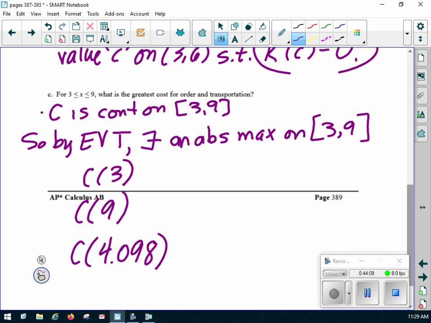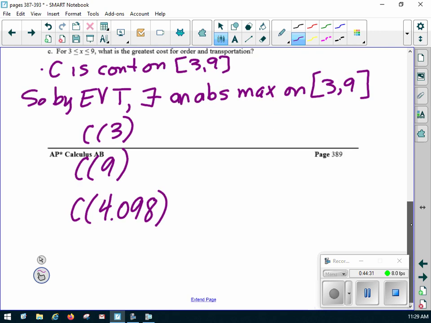So, go back and graph your derivative again, but I want you to change your window to 3 to 9, not 3 to 6. Because we need to check that whole interval 3 to 9. Were there any others? No. There weren't any others? Okay. So these are the only 3 possibilities.